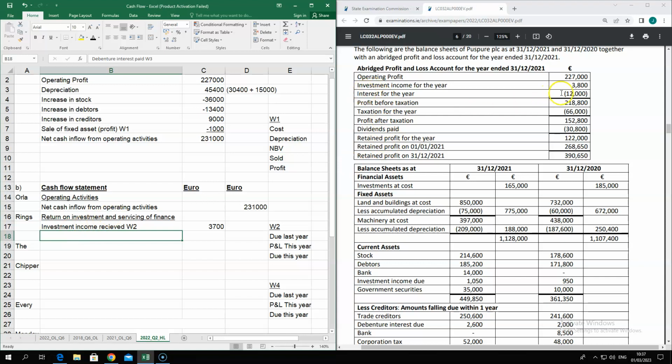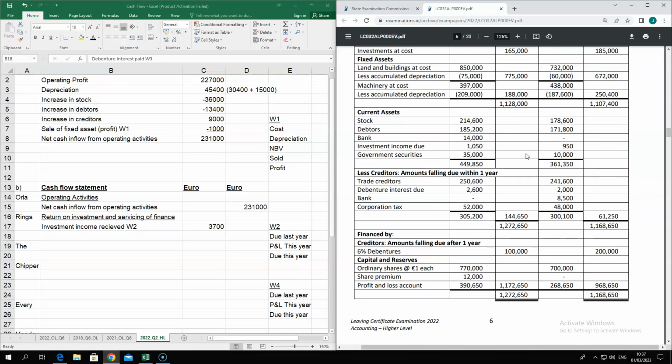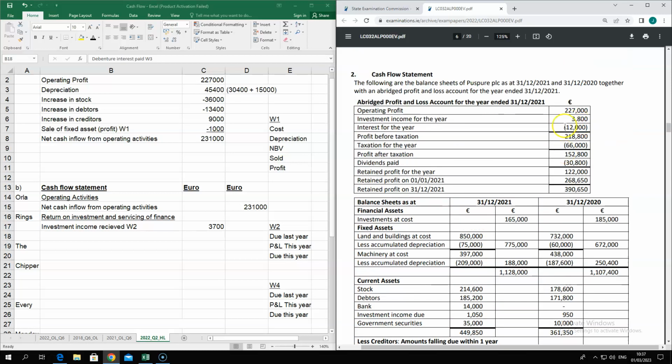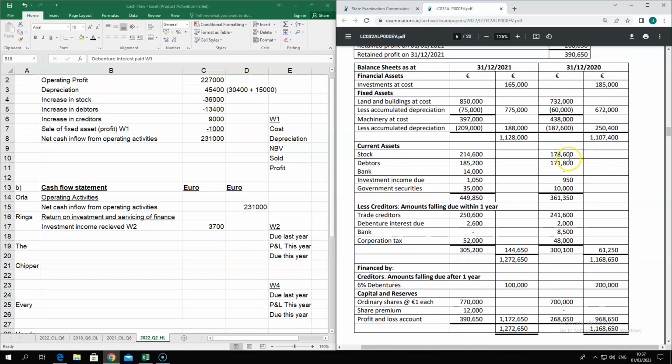So interest for the year 12,000. We do the exact same method. Get last year's figure, add it to what we should have paid or received this year, and take away what we haven't paid or received yet at the end of the year. So 2,000 plus the 12, which gives us 14, minus the 2.6. So that should give us 11,400.